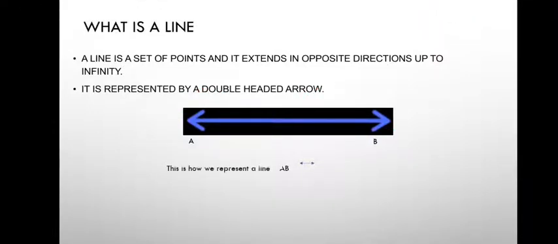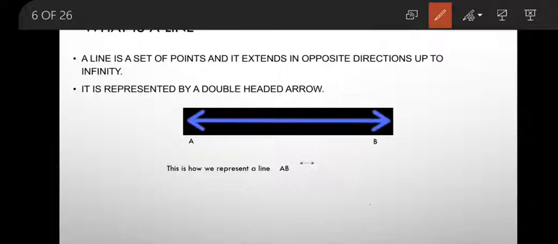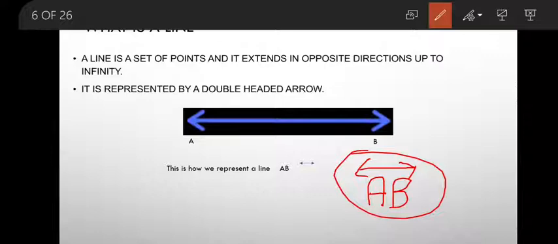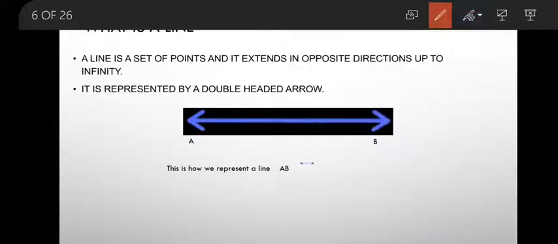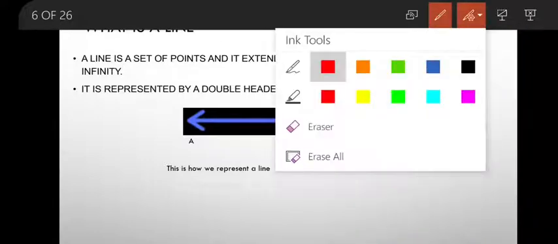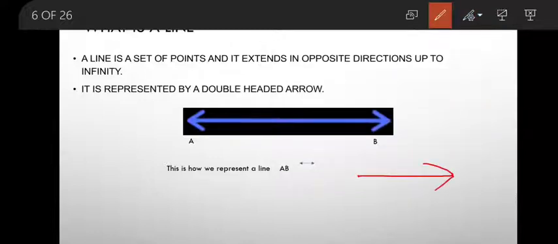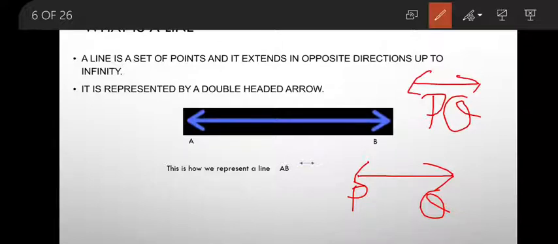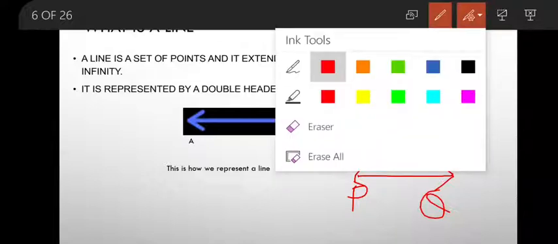Let us see how to represent a line. First write the first letter A, then the second letter B. AB is a line, so put a double-headed arrow on AB. This is how we represent a line, by putting a double-headed arrow on the letters. For example, let us consider a line PQ. How will we represent it? Write the first letter P, then Q, then a double-headed arrow on top. So this is how we represent the line PQ. I hope you understand how we represent a line.